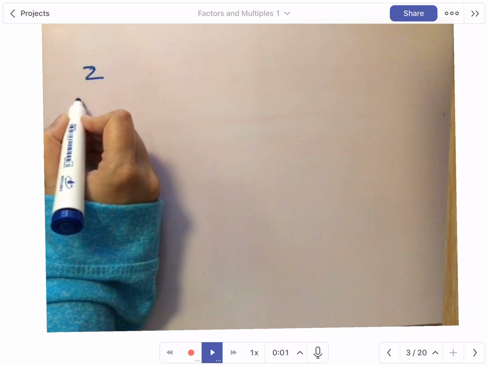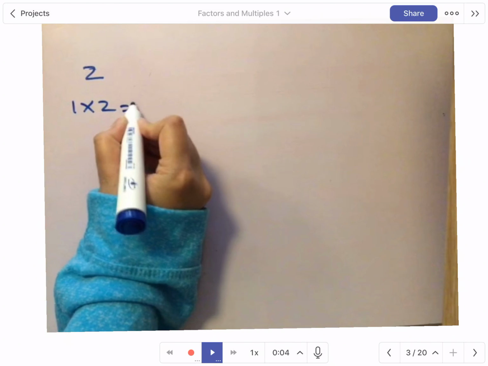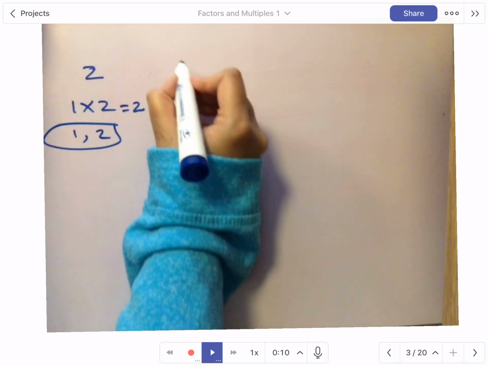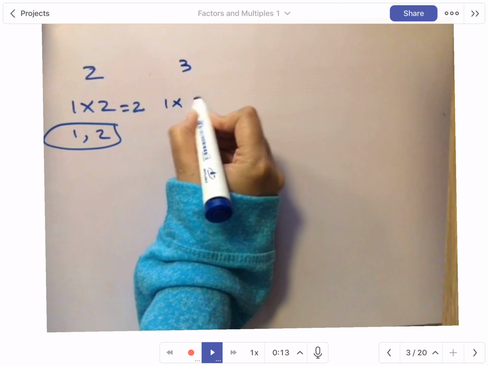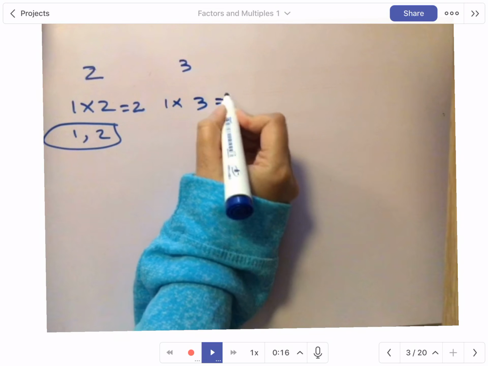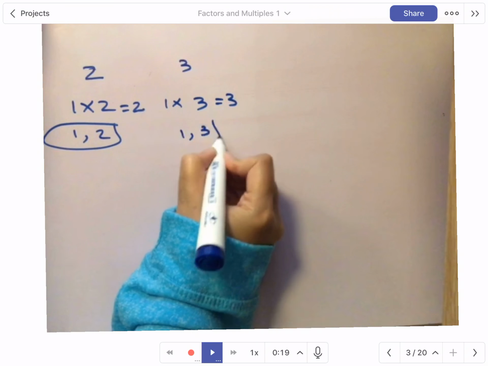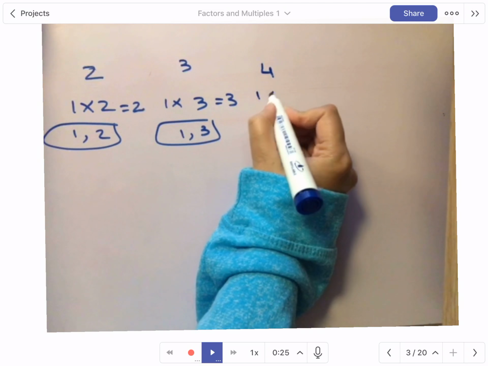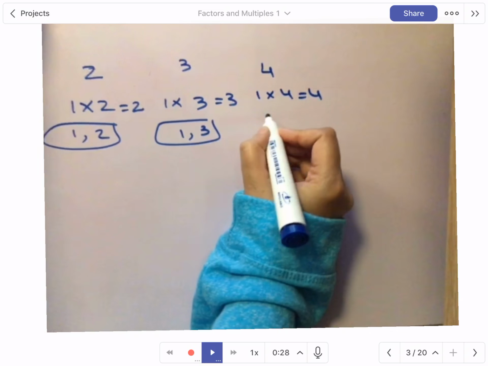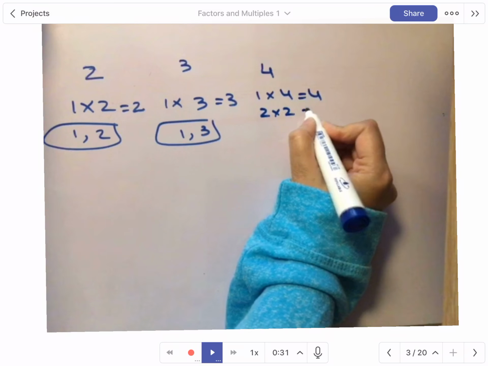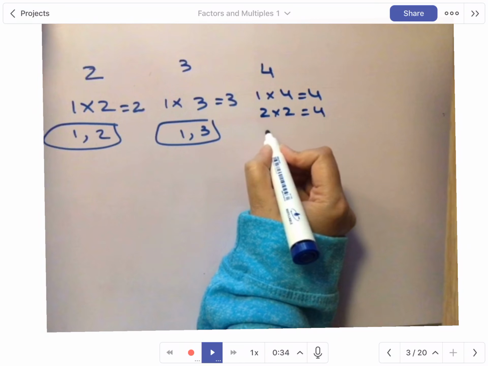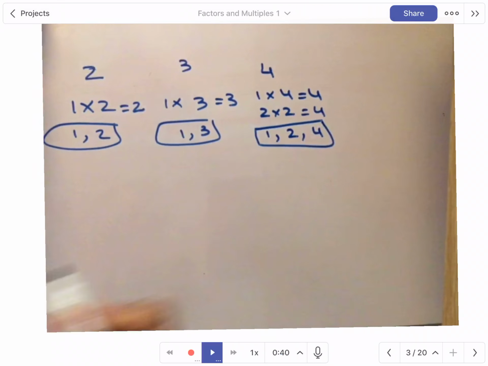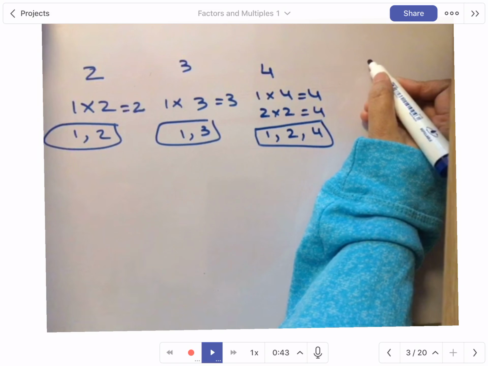So now we know how to find the factors of a number. Let's do a small exercise. We need to find the factors of the numbers from 2 to 10. So let's do it together. Factors of 2 are 1 and 2. Factors of 3 will be 1 and 3, as 3 is not divisible by any other number. And the factors of 4 will be... is 4 divisible by 2? Yes, it is. So 1, 2 and 4. These are the factors of 4.